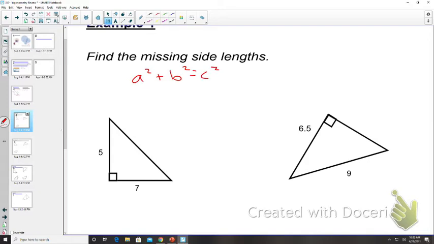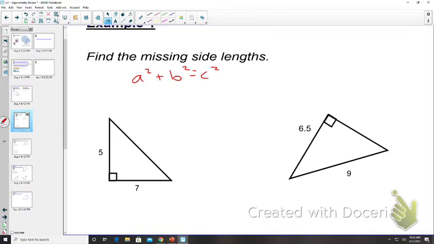Cody, to answer your question, if we wanted to find the angles, that's when we would use our sine, cosine, and tangent. Yeah, good question, okay? But when we're just looking for side lengths, we can just use the Pythagorean theorem.